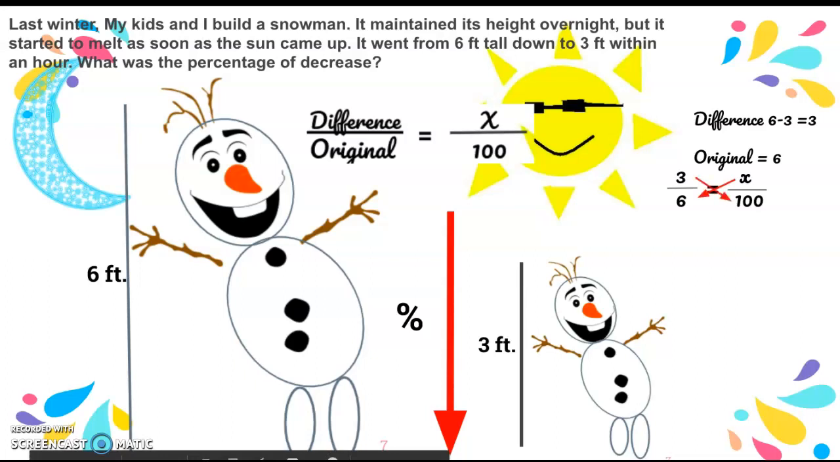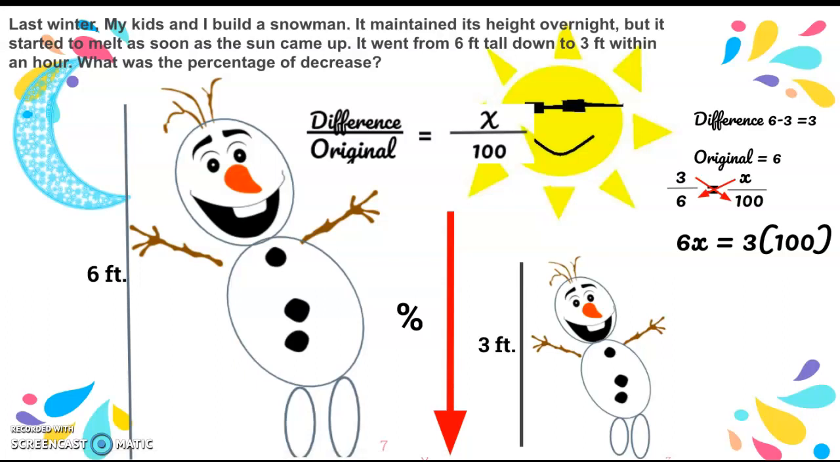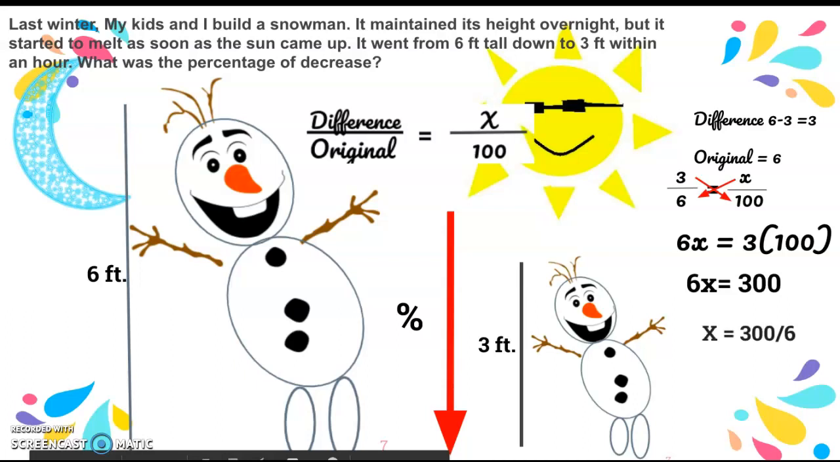I proceed to do my cross multiplication, and I will end up with 6x on the left side equal to 3 times 100, or 300. Next step, I divide my 300 by 6, because we do the inverse of multiplication, which is division. So 300 divided by 6 gives me 50, and we add the percentage sign to that, and therefore my answer is 50%. My snowman was reduced by 50% once the sun came up.